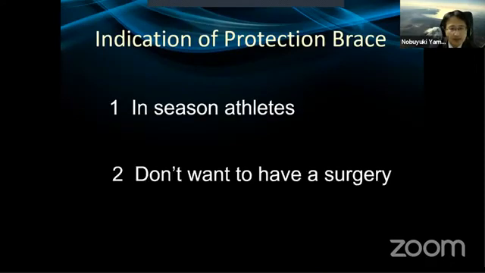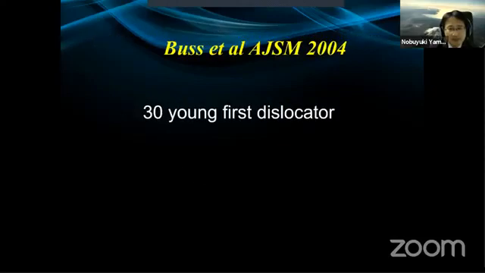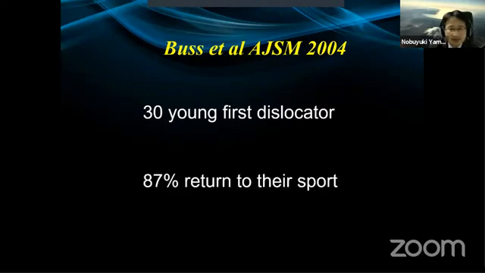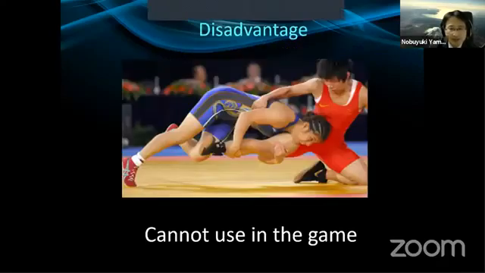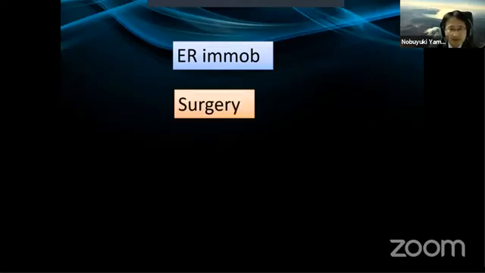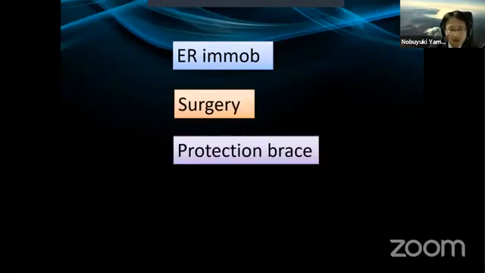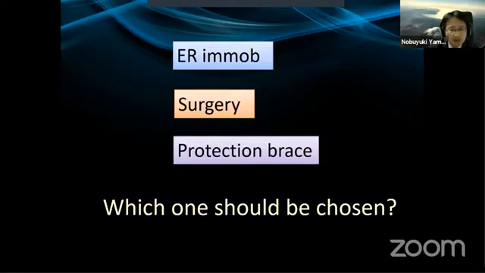In-season athletes, and if the patient doesn't want to have surgery. Bass reported the usefulness of the brace for in-season athletes. 87% of athletes were able to return to their sport. The advantage of this brace is that players can use it in the game. Thus, there are 3 options for the first dislocation: ER immobilization, surgery, and protection brace. So which one should be chosen?